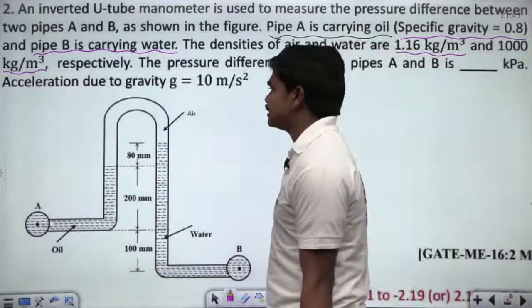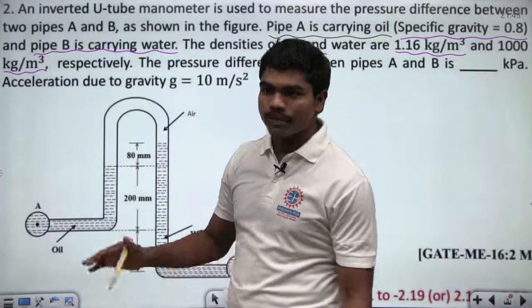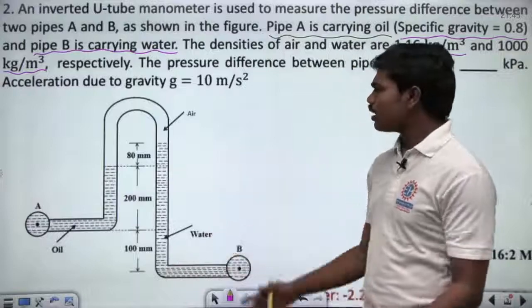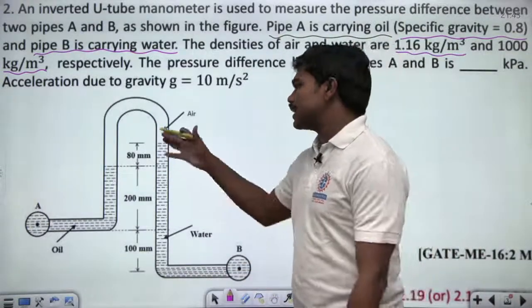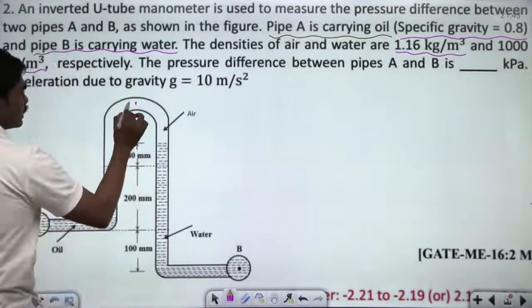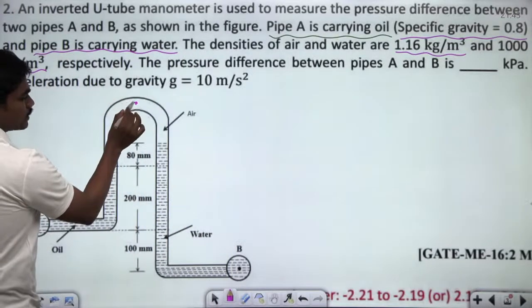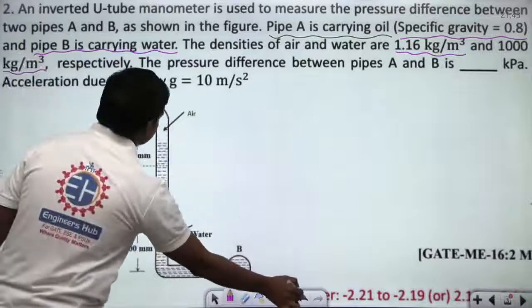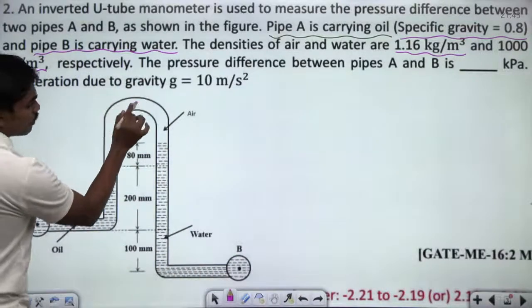Take acceleration due to gravity g equal to 10 meters per second square. So let us quickly try this question. This is an inverted U-tube manometer. If you take any point here, this is a point in the air, the manometric fluid. So the pressure in both the left and right directions is equal in this case, correct? This is a common air column till here.